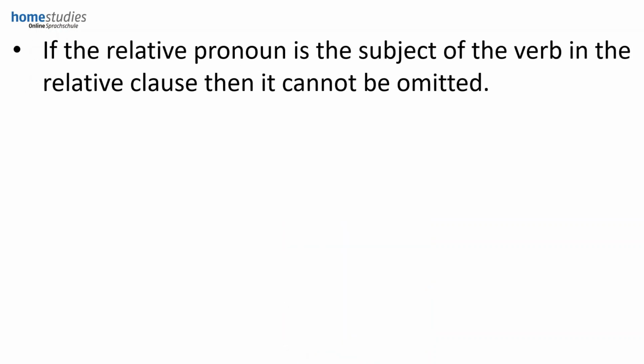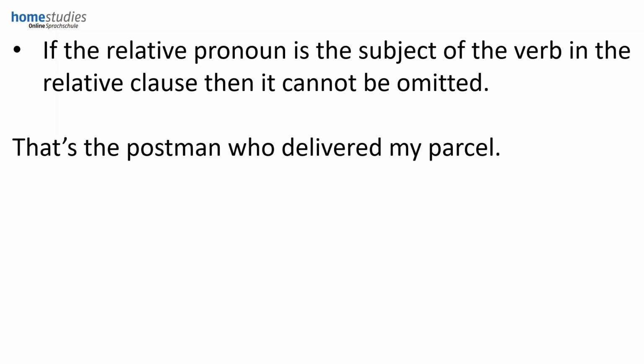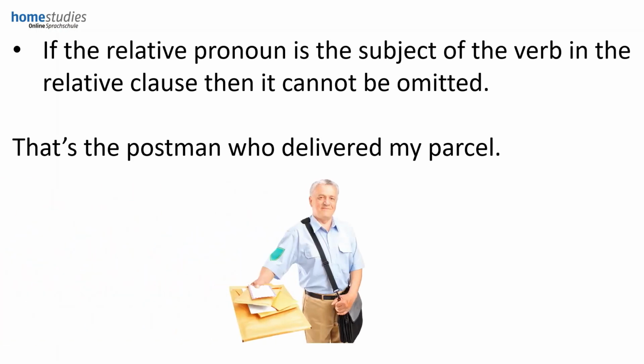Now let's look at this. If the relative pronoun is the subject of the verb in the relative clause, then it cannot be omitted. Let's have a look at this example. That's the postman who delivered my parcel. Okay, so here, who is the subject of the verb, so we can't leave it out.